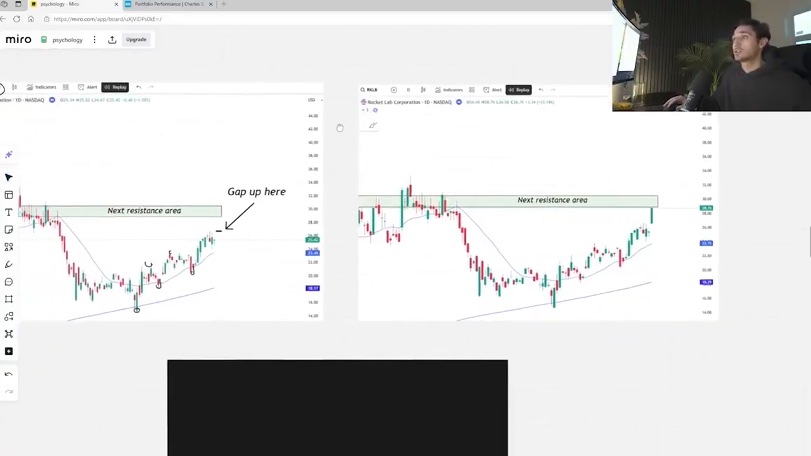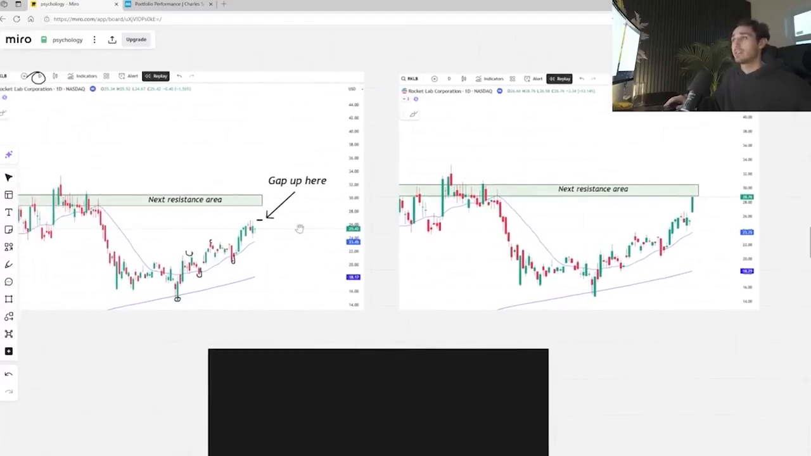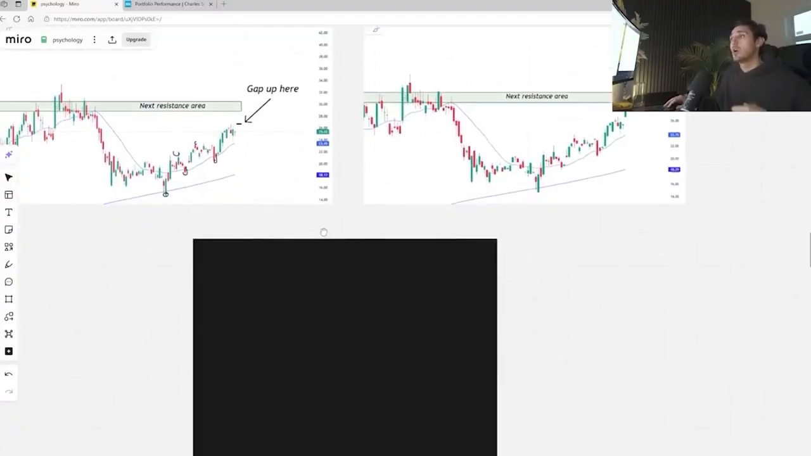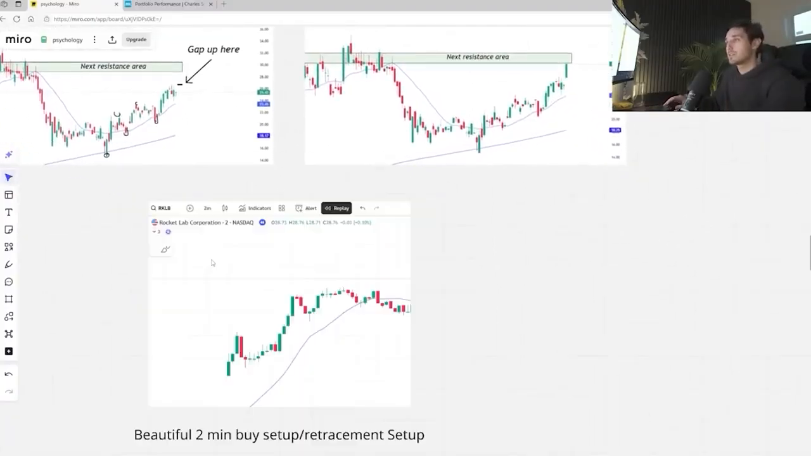From there, once we established there was a gap on the daily time frame, the gap had room to run to the next resistance area. We go to the smaller time frames, in this case, the 2-minute chart, right? And we found a setup.